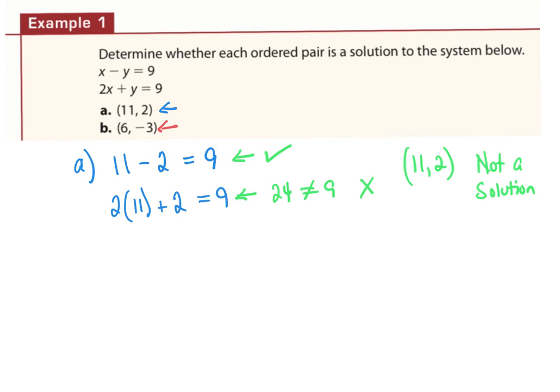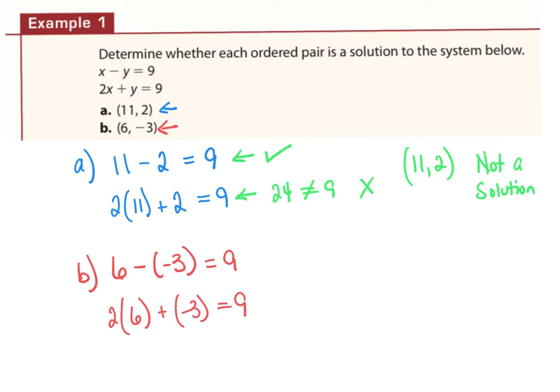We're going to look at the coordinates 6, negative 3. We're going to do the same thing. X minus y. 6 minus negative 3. X minus y equals 9. And then 2 times my x, which is now 6, plus negative 3 equals 9. All right, we're going to check these.